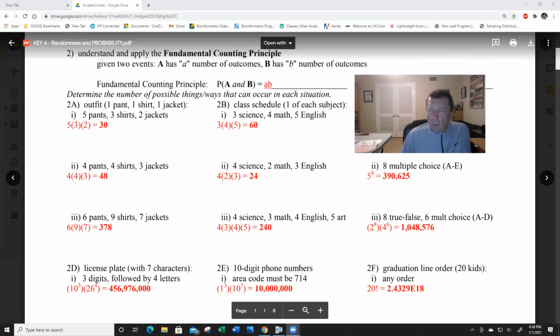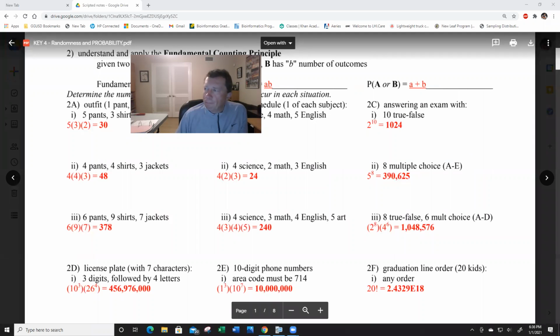And then I think C is probably overkill. I could have done this a lot quicker. C is true, false. You've got 10 of them. If you did it by hand, it'd be 2 times 2 times 2, 10 of them, right? But that's, of course, 2 to the 10th, quicker, right?